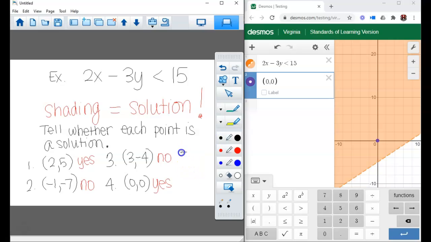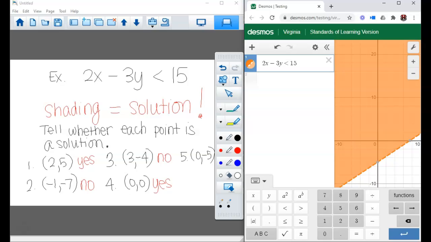All right, I want to do one last point. Let's see if I can fit him in over here. I want to do 0, -5. So let's delete that point and do parentheses, 0, comma, -5. Now, here's what I want you to notice this time. It says the dot is going to be a black dot. There it is. And I want you to notice that it's landed on the line.